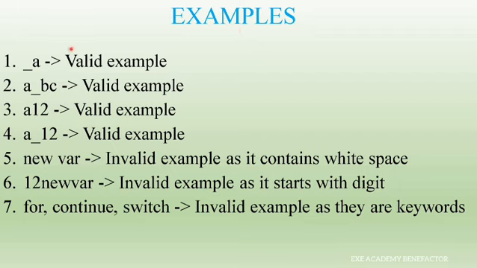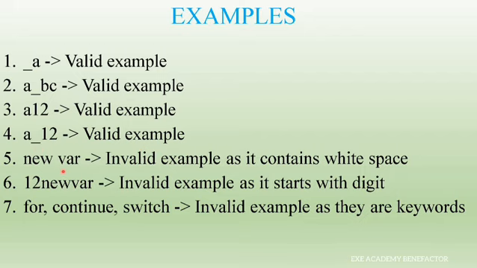Then let us see the examples for them. Like _a. We know that we can start with a letter or underscore, so this is a valid example. a_bc. We can use underscore anywhere in the variable name, so this is also a valid example. a12, as we are starting with a letter, this is also valid. a_12 is also a valid example.